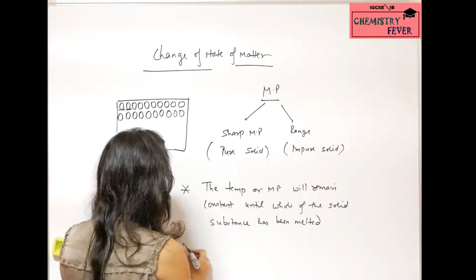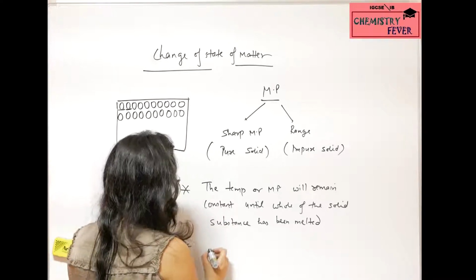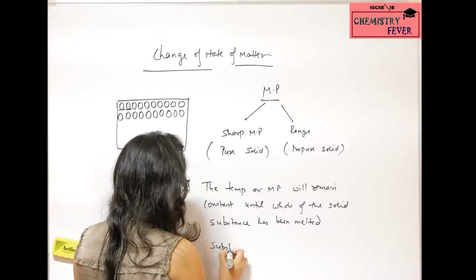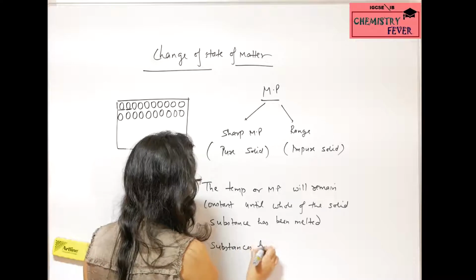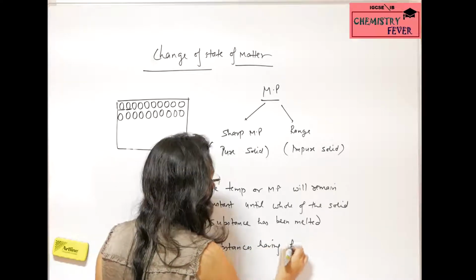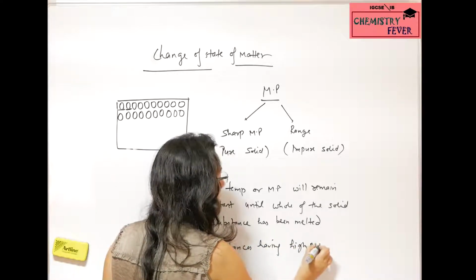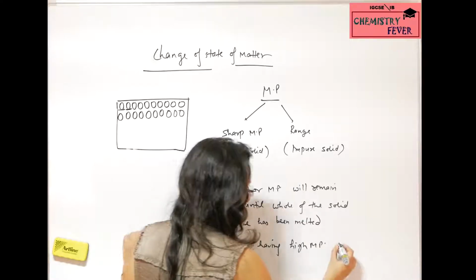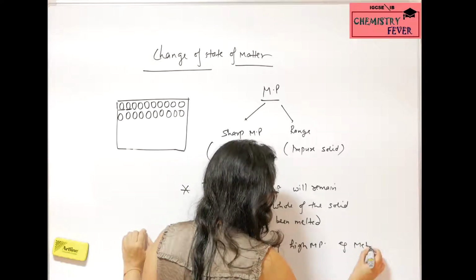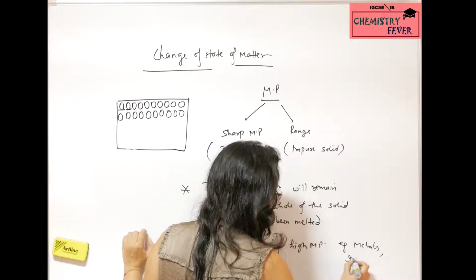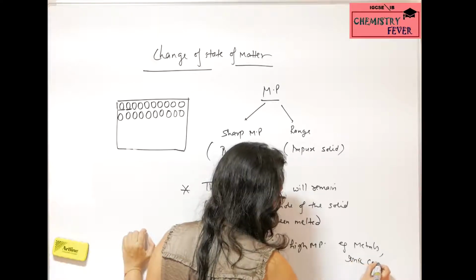So substances having high melting point, for example metals and ionic compounds.